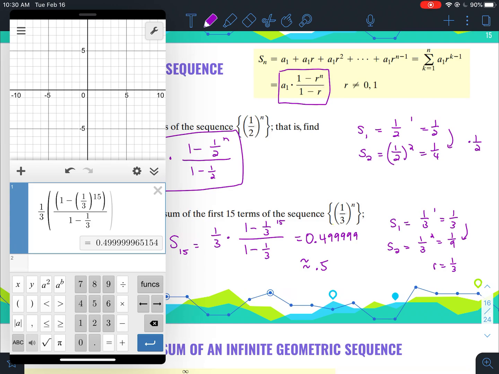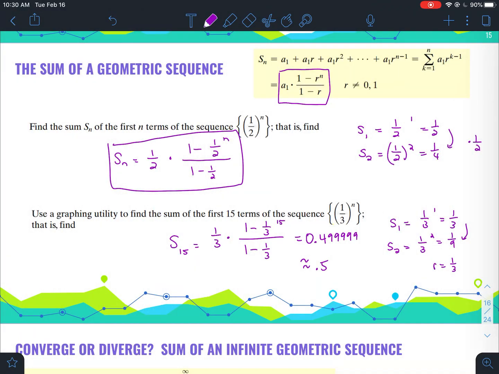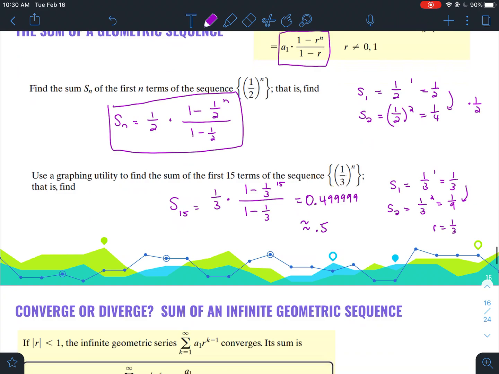And so just be careful on your graphing calculators that you're having parentheses around the correct items in order to do the sum correctly. All right.